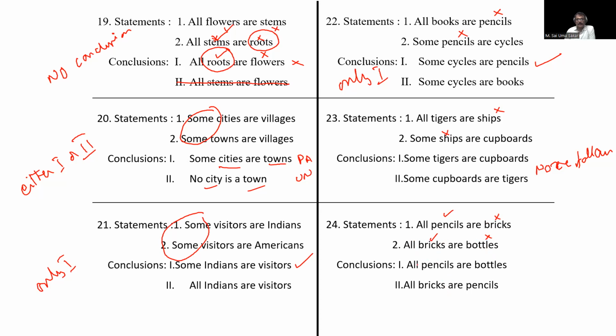Yes. Now, all pencils are bottles. The first term pencil is distributed in the conclusion and in the statement as well. So first one is valid. Next, bricks is not at all valid. Why? Because the middle term should not be there in the conclusion. So what is the answer? Answer is only one follows.